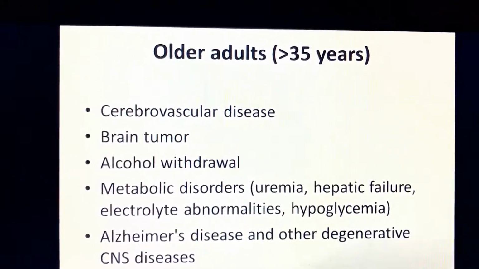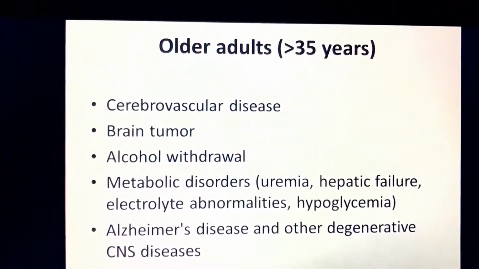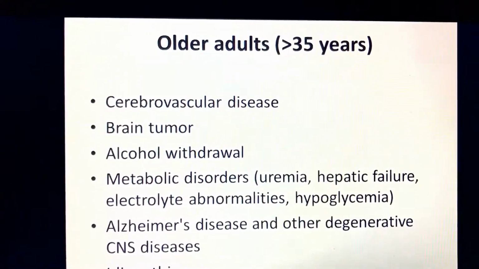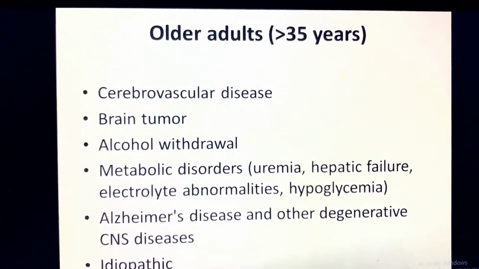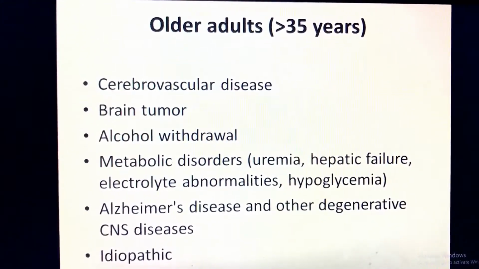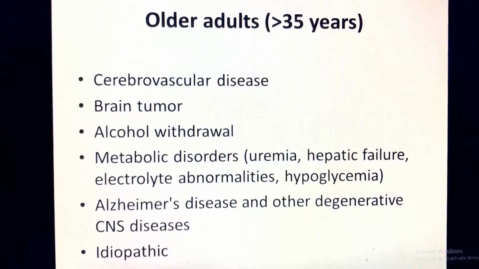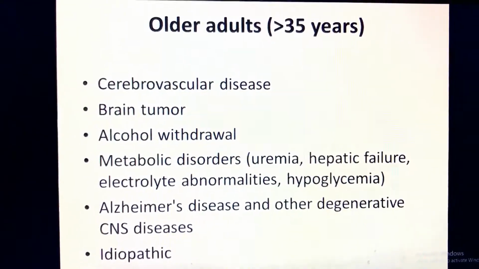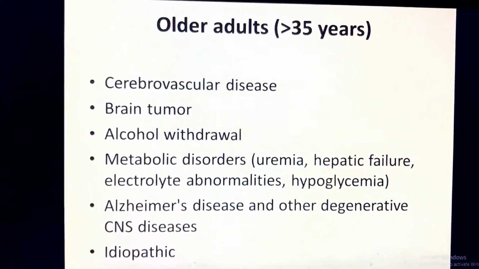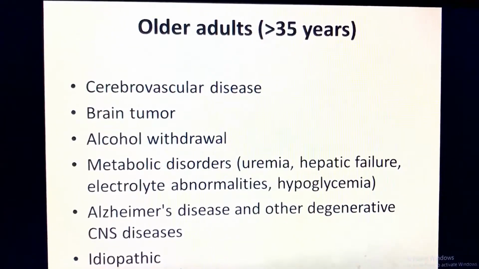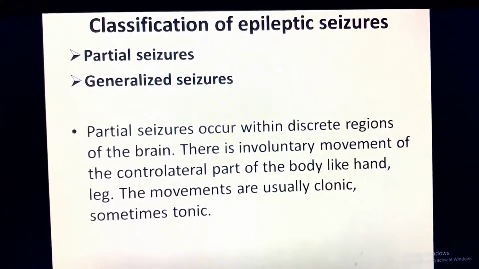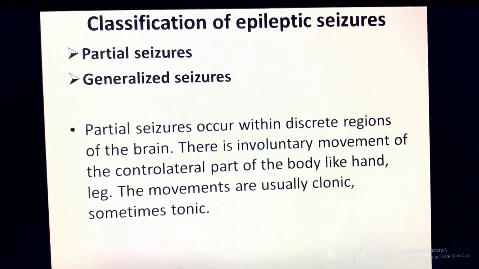For all adults, cerebrovascular disease, most of the time in elderly adults, can cause seizures. Other causes include brain tumor, alcohol withdrawal, metabolic disorders, uremia, hepatic failure, electrolyte abnormalities, hypoglycemia, Alzheimer's disease, and other degenerative central nervous system diseases. Idiopathic causes are also possible. Classification of epileptic seizures: partial seizures and generalized seizures.